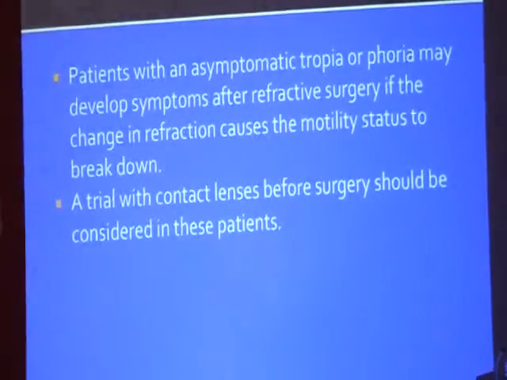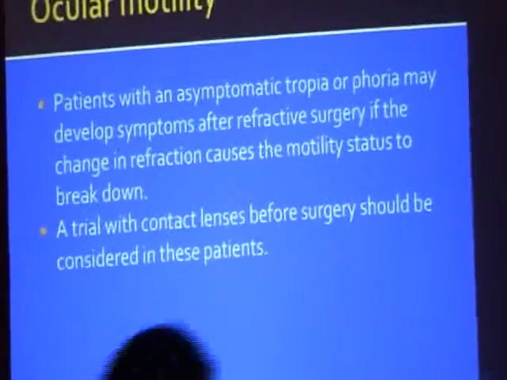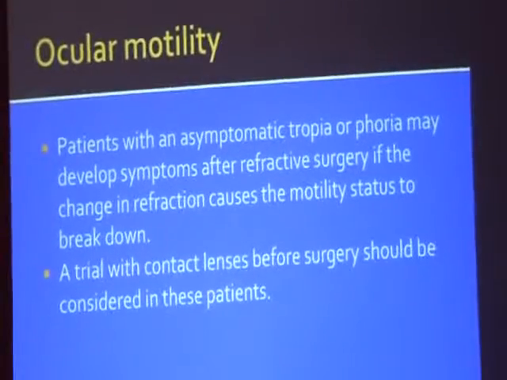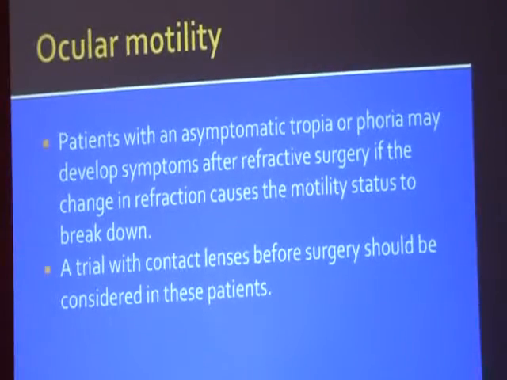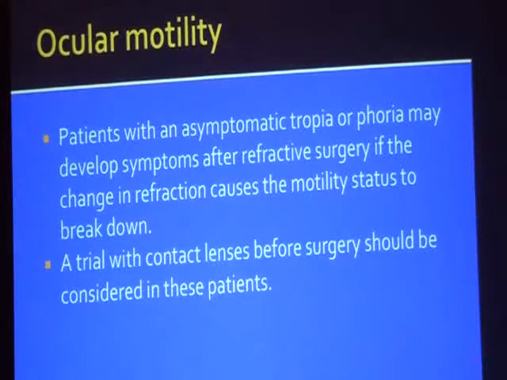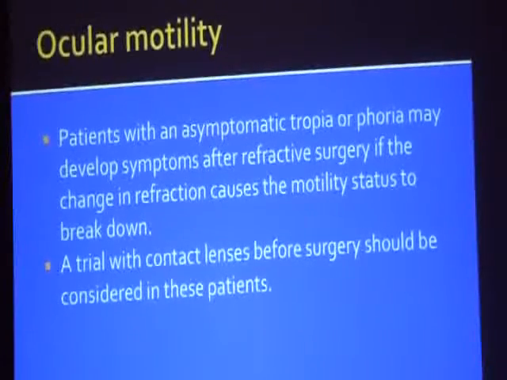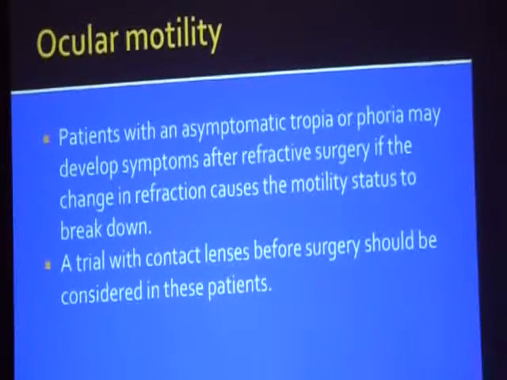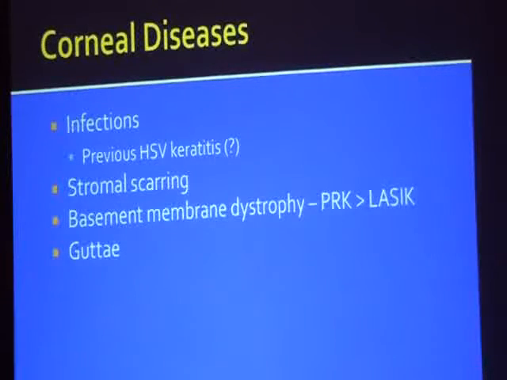Ocular motility is something that is usually neglected in LASIK evaluation, and this is a very important thing, especially if the patient has asymptomatic tropia or phoria, because after the patient undergoes the LASIK procedure, the tropia or phoria may break, and it can become manifest, and the patients can have diplopia, and they will not be very happy with the outcomes. So a trial with contact lenses before the surgery in such situations will give you and the patient a good idea about how the ocular motility is going to be.